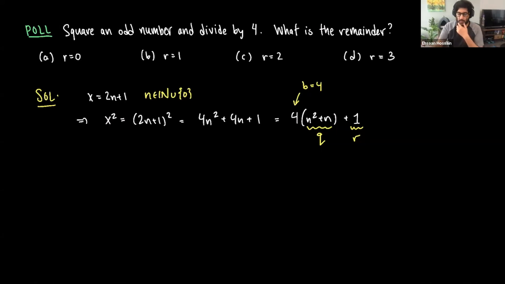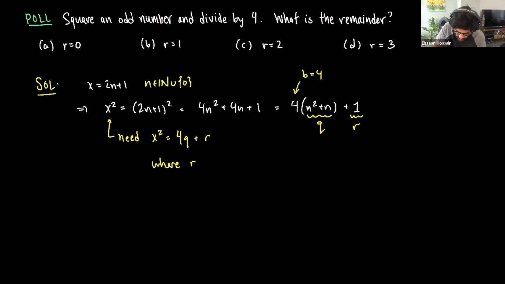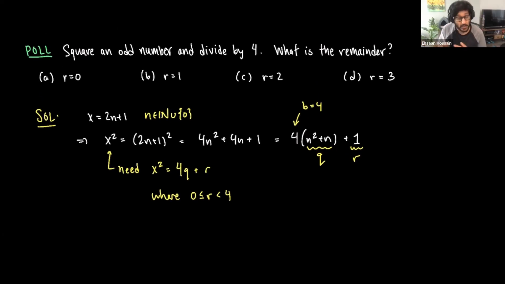How did we deduce Q? Basically, I want to divide by 4, right? And if I want to divide by 4, then I need this thing to be in the form x squared equals 4 times Q plus R, where Q is non-negative and R is between 0 and whatever I'm dividing by, in this case 4. So R is inclusive of 0, exclusive of 4. You see?